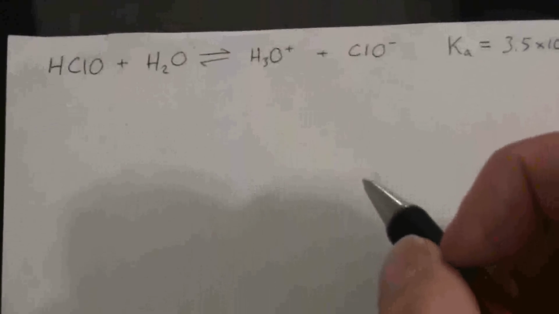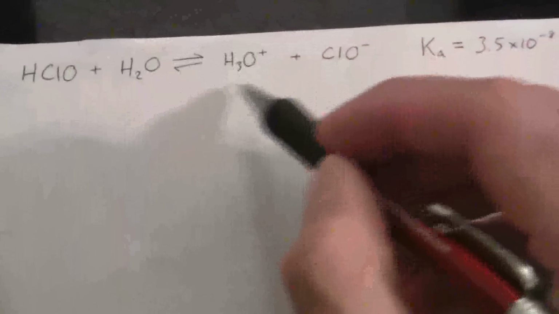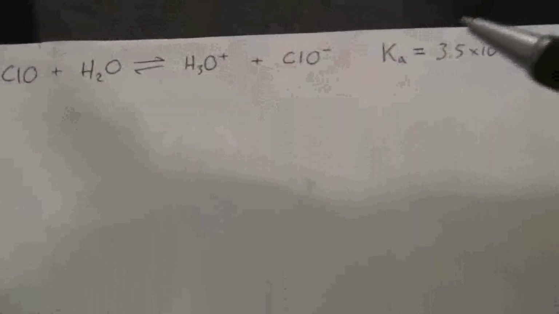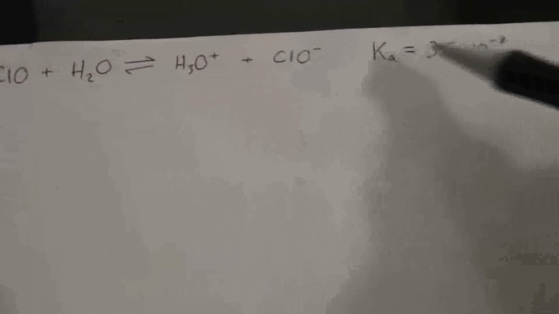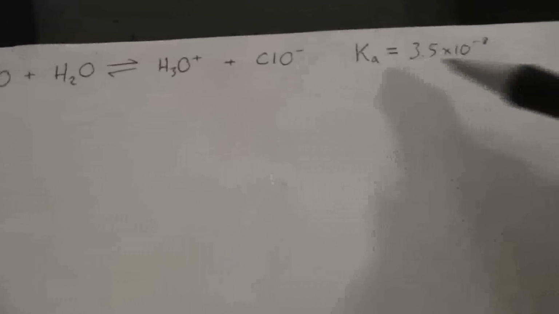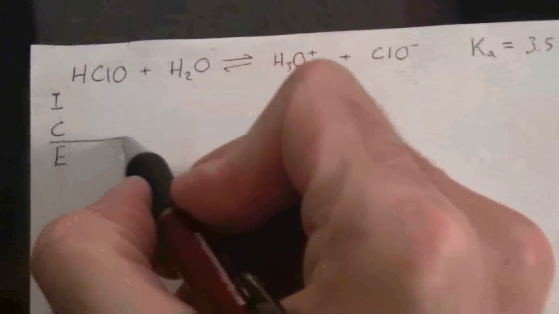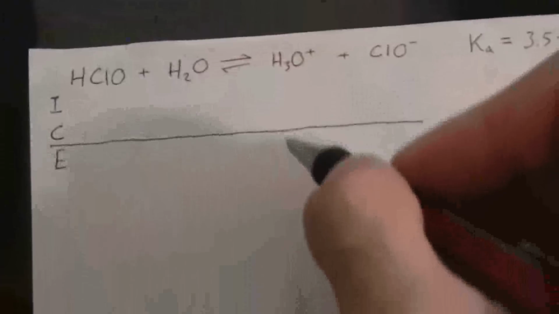In order to find the pH, that's the negative log of the hydronium ion concentration. We need to find the equilibrium concentrations, and we know that the equilibrium constant is this. And so what we can do is an ICE table, ICE being the acronym for the initial, change, and equilibrium conditions.